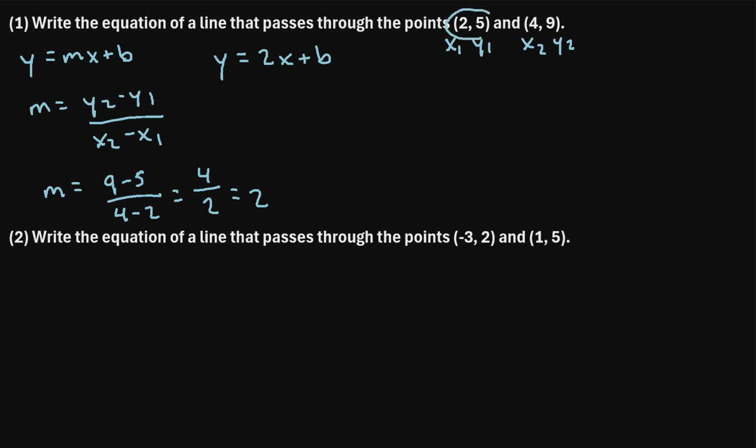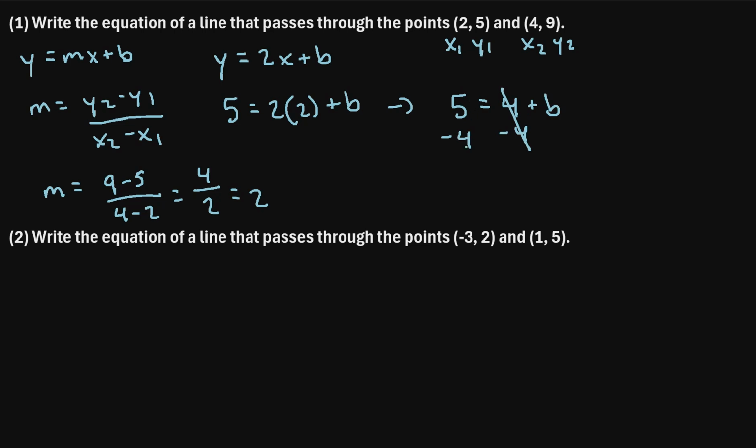So let's say we just pick this first point right here, (2, 5). We're going to plug in a 2 for x and a 5 for y. So if we do that, we get 5 is equal to 2 times 2 plus b. So 5 is equal to 2 times 2, which is 4, plus b. To solve for b, we can subtract a 4 from both sides. So these 4's cancel out.